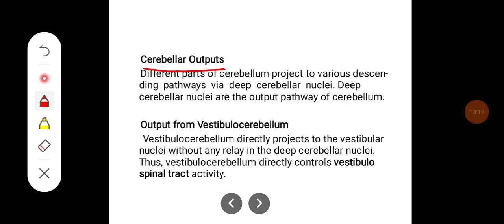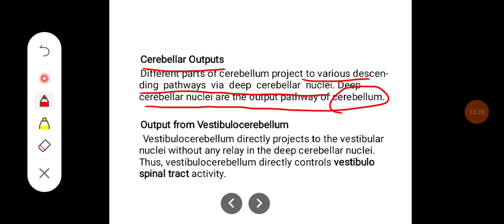The cerebellar outputs: the different parts of the cerebellum project to various descending pathways via the deep cerebellar nuclei. Deep cerebellar nuclei are the output pathway for the cerebellum. The output from the vestibulocerebellum: the vestibulocerebellum directly projects to the vestibular nuclei without any relay in the deep cerebellar nuclei. Thus, the vestibulocerebellum directly controls the vestibulospinal tract.